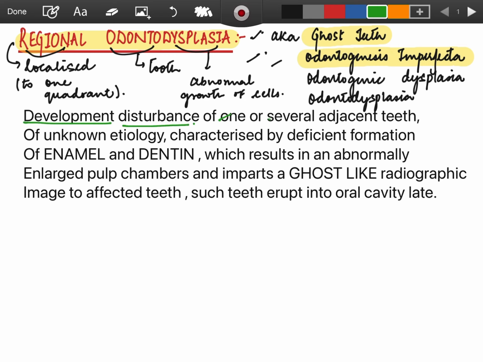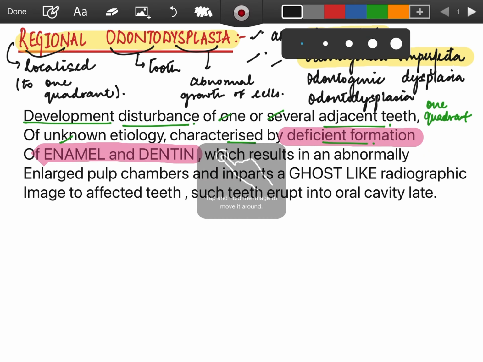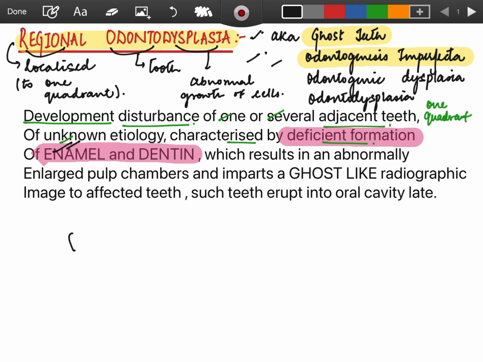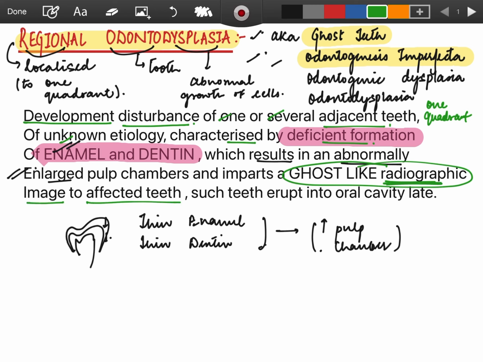So what is the definition? It is defined as a developmental disturbance of one or several adjacent teeth of unknown etiology characterized by deficient formation of enamel and dentine. Very important, there is a deficient formation of enamel and dentine. So what will happen if enamel and dentine of the tooth is deficient? There is a thin enamel and thin dentine. Underlying there is pulp, so there is an increased size of the pulp chambers, which results in abnormally enlarged pulp chambers and imparts a ghost-like radiographic image to the affected teeth.